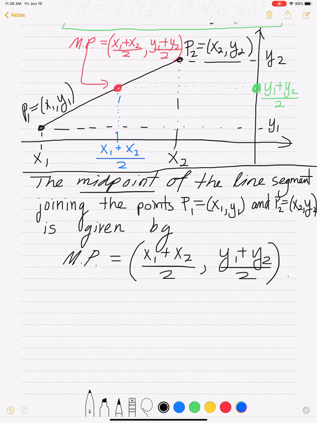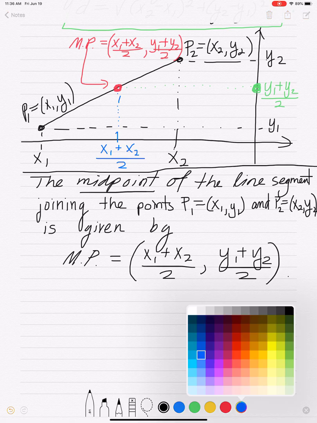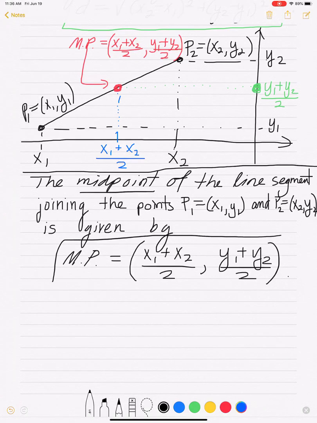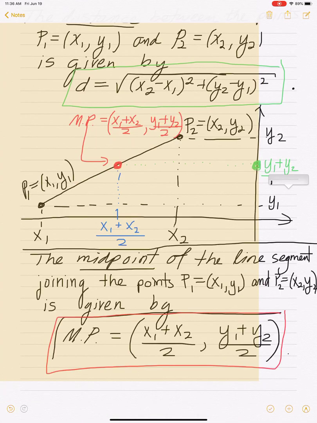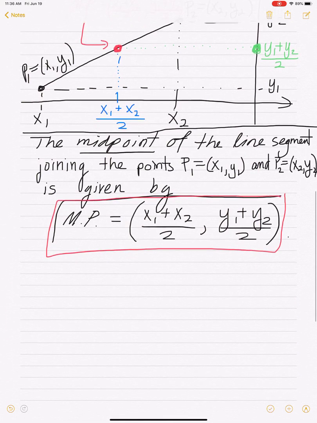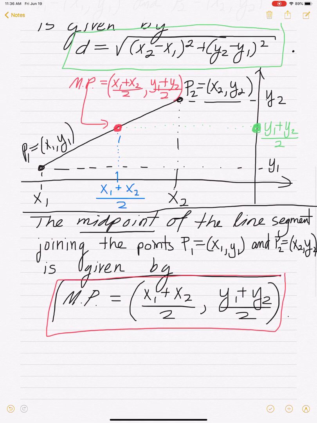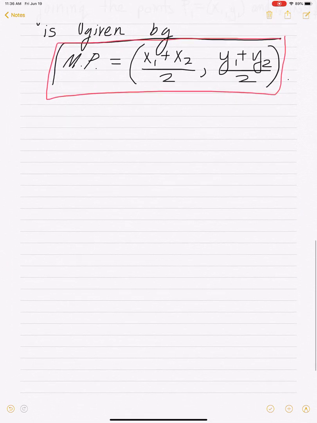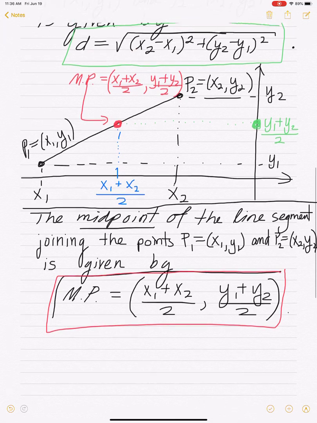So there you have it. There's your midpoint formula. Well, I should have used a different color maybe. Red? All right. So let's see if we can use these two formulas, the distance formula and the midpoint formula, to do some just finding distance and midpoints.